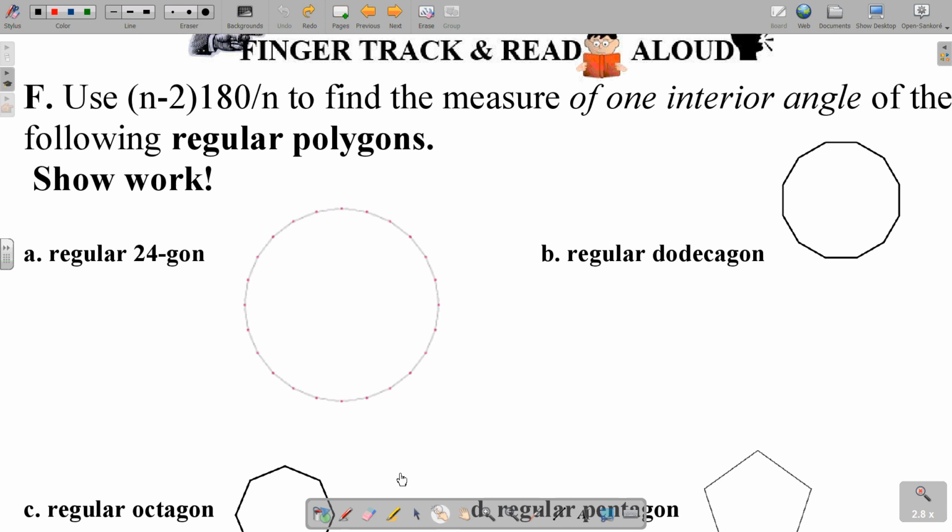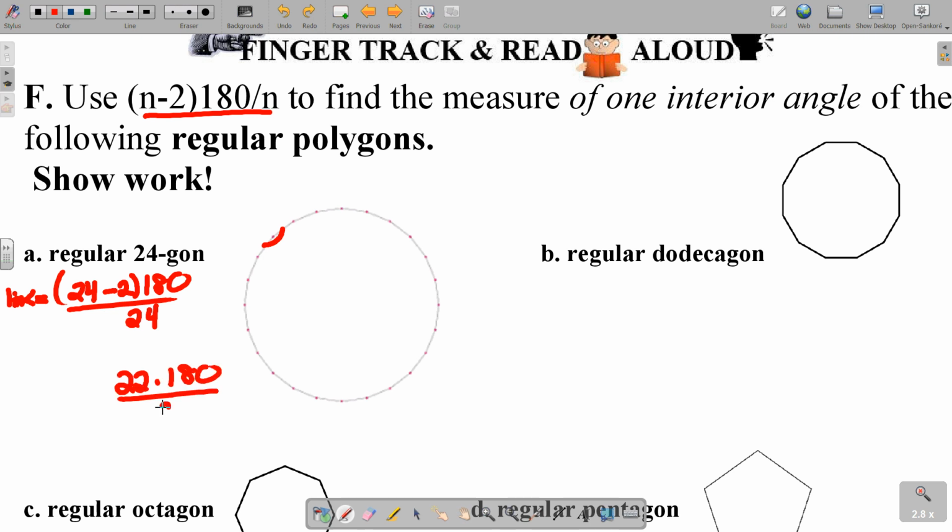Problem F. It says use n minus 2 times 180 over n to find the measure of one interior angle of the following polygons for work. So in a 24-gon, we want a single interior angle. So that's going to be 24 minus 2 times 180 over 24. Once you do your plugging in, you can use a calculator, although you're so smart. Let me show you how to do this without a calculator. Watch the magic here. That's obviously 22 times 180 over 24.